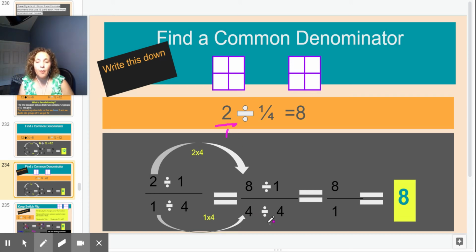I'm just finding my common denominator because now I can simply divide, right? I can divide 4 divided by 4, and that's going to give me 1. Then 8 divided by 1 is going to give me 8. Now I can just simply divide 8 divided by 1 is 8. That's the math behind it, okay? All right, so I'm trying to get my bottom one to become a 1 because it's division over division, okay? So let me show you another one.